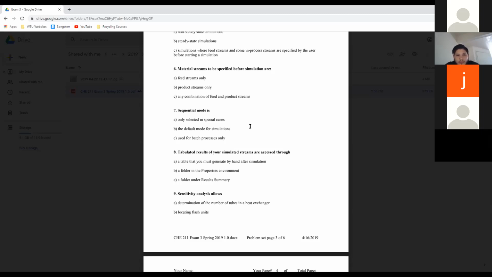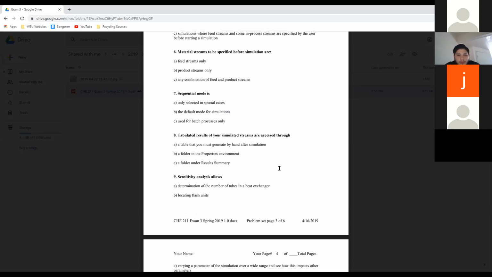Whereas with equation oriented, if we have something like a recycle stream, it will basically solve a really complex set of math. You can sometimes see a little bit of error in your answers. It's usually pretty small, but it's there. Sequential modular, if you're specifying feeds and operating conditions, is pretty much exact.